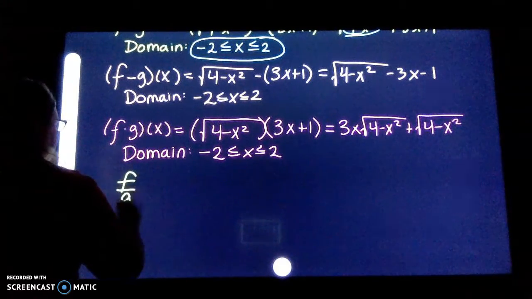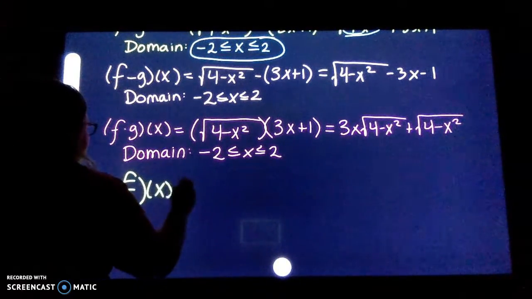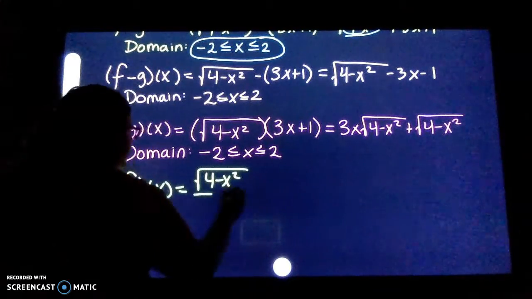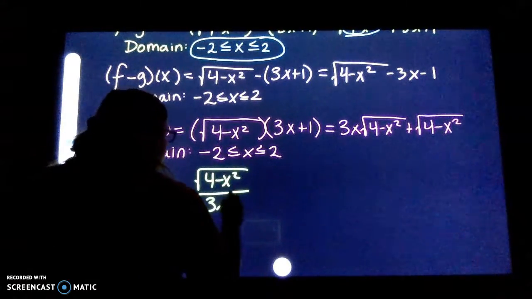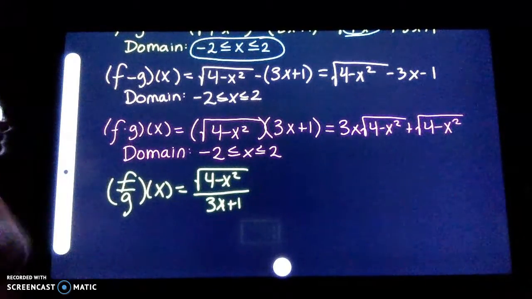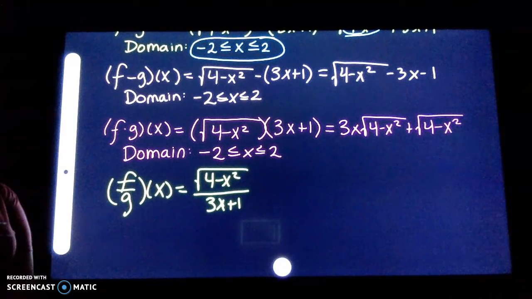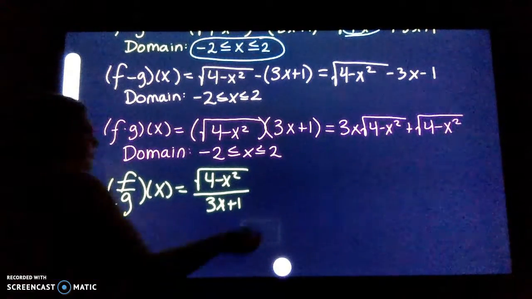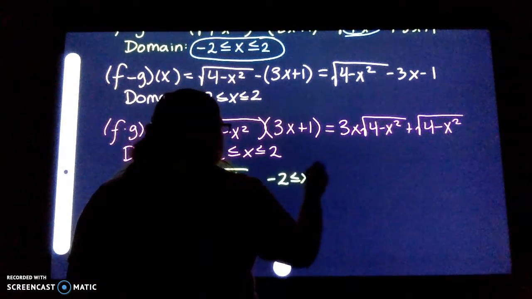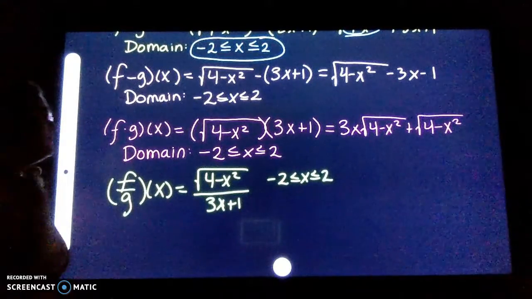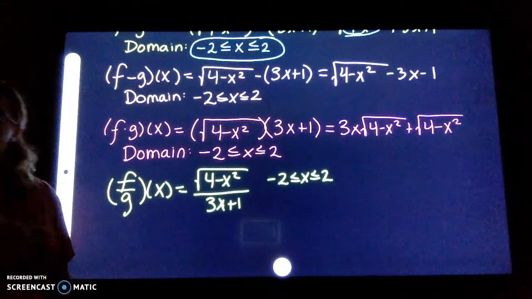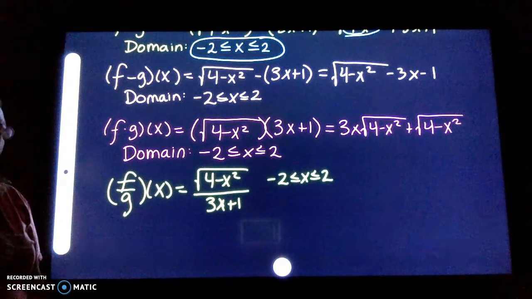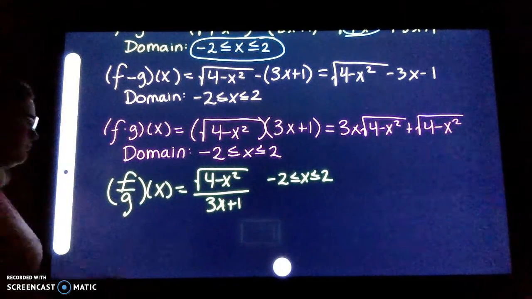What would happen then when I did a division? So this would be radical 4 minus x squared over 3x plus 1. I can't simplify it, so it stays like this. I already know that the domain of my numerator exists only between negative 2 and positive 2. But what do I know about my denominator as well? What can it never equal? It can never equal 0.